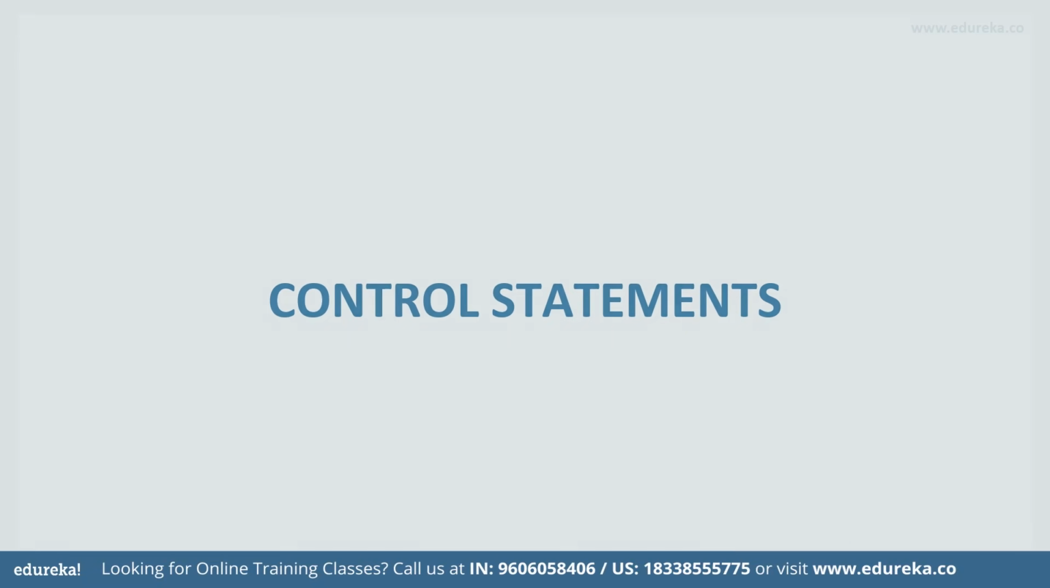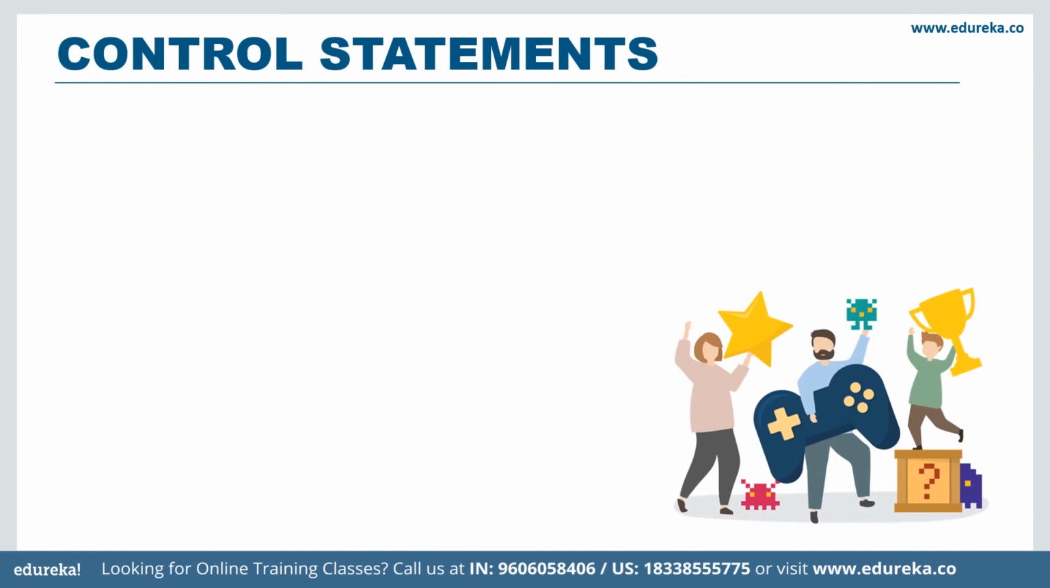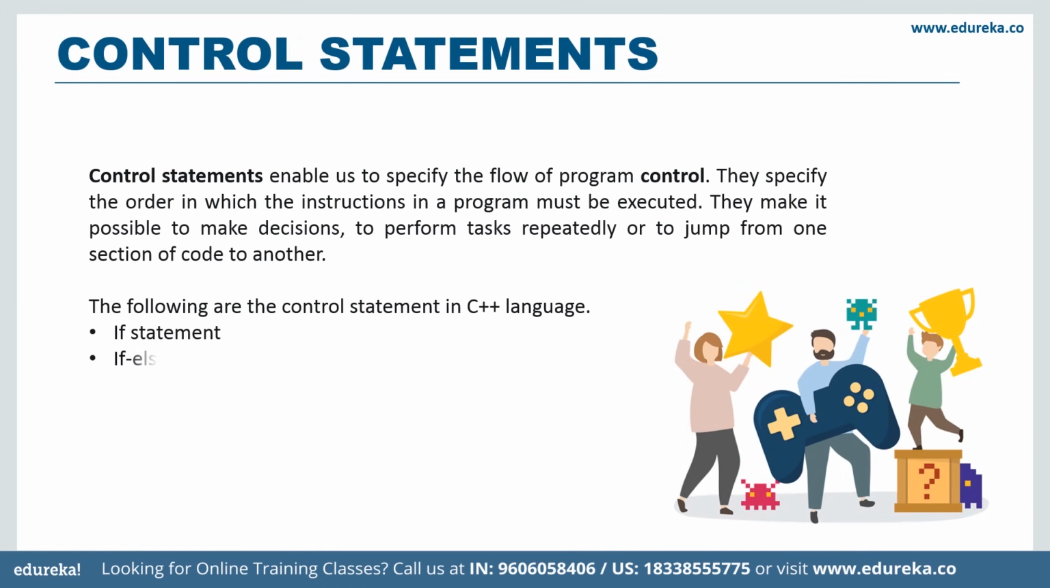control statements. So what are control statements? Control statements enable us to specify the flow of program control. They specify the order in which the instructions in a program must be executed. They make it possible to make decisions, to perform tasks repeatedly, or to jump from one section of the code to another. So the following are the control statements in the C++ programming language: if statement, if else statement, if else ladder, nested if, switch, and break.